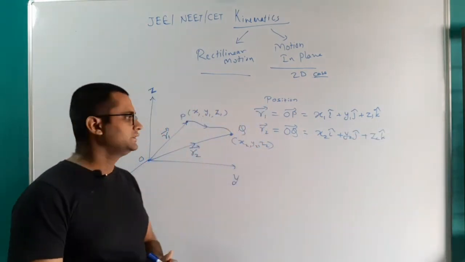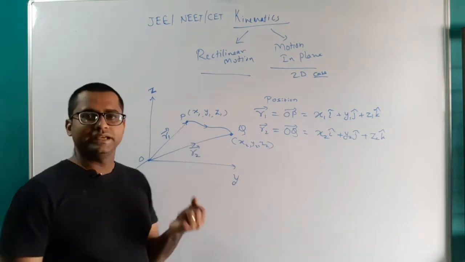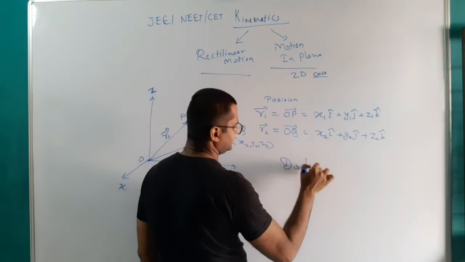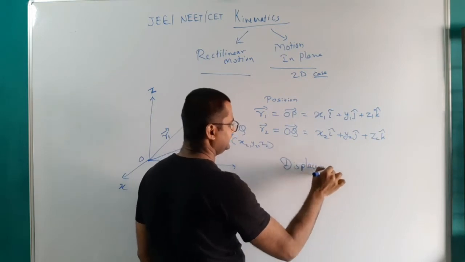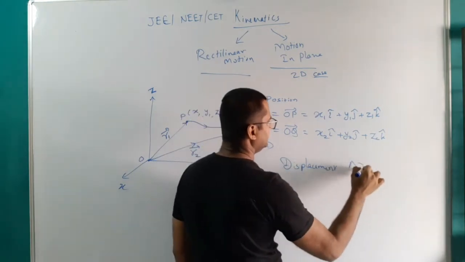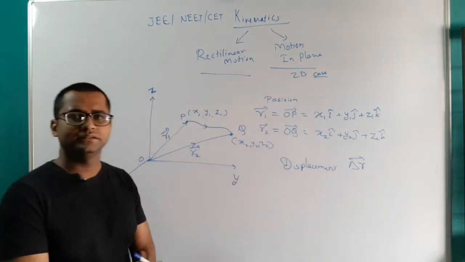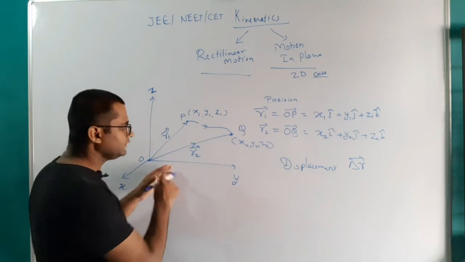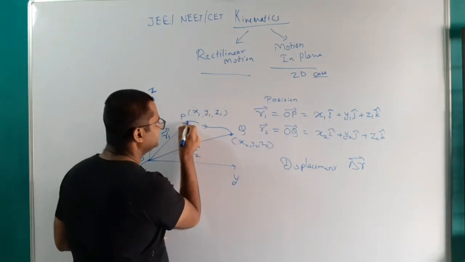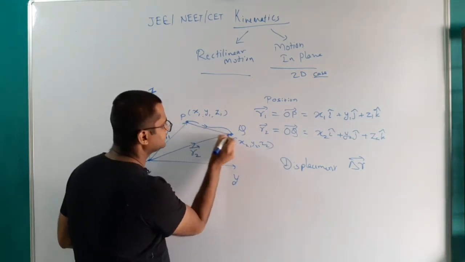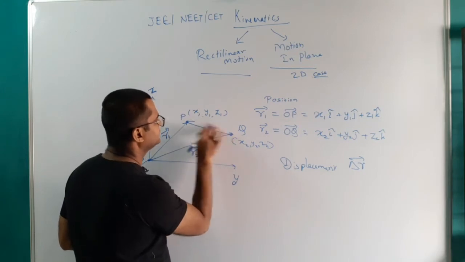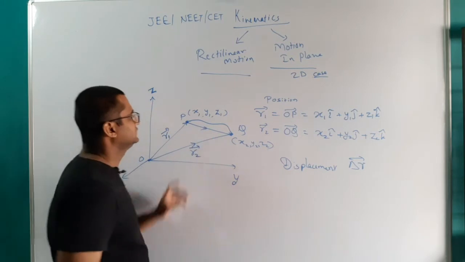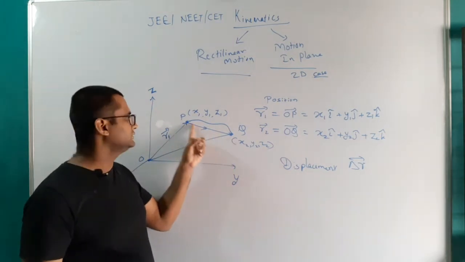Okay, and from this, can we define the displacement? Displacement is basically a vector. So we can write the displacement vector delta r bar as the change in the position. To find the change in position, basically the displacement will be this vector. Let me change the path a little bit. So this is the initial position, this is the final position, so this will be the displacement.